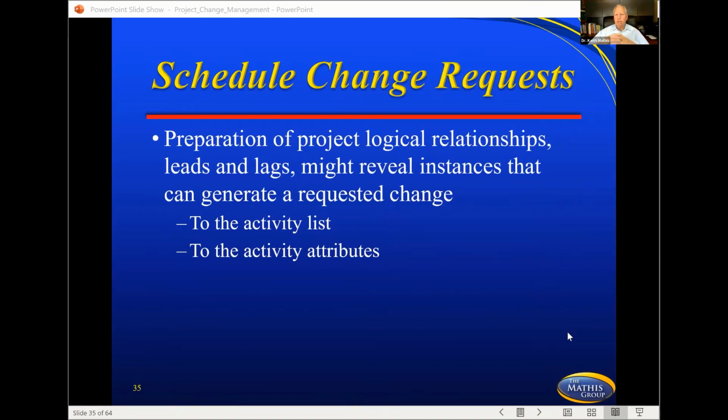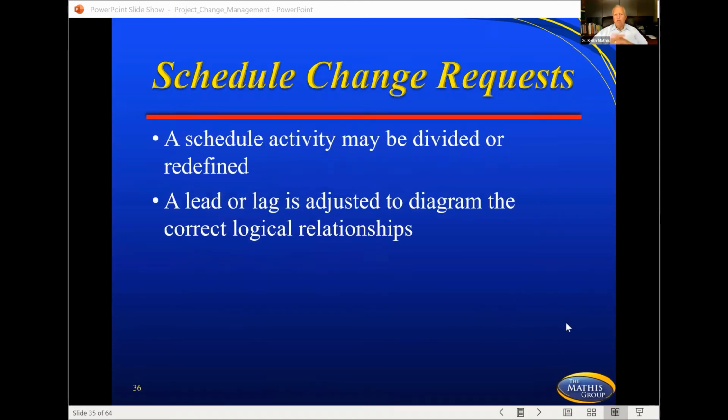This is what feeds into a lot of this. Might reveal instances that can generate a requested change to the activity list, to the activity attributes. So all that we're saying here is that when we talk about a lead or a lag, it could feed into, in order to come up with a lag, a change request for some reason in order to delay that piece of work from starting. Or a lead, in order to speed that piece of work up, it might require a change request. A schedule activity may be divided or refined. A lead or a lag is adjusted to diagram the correct logical relationship.